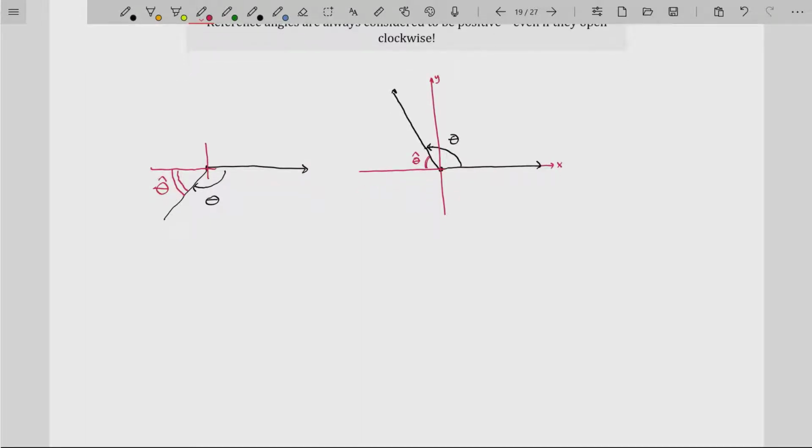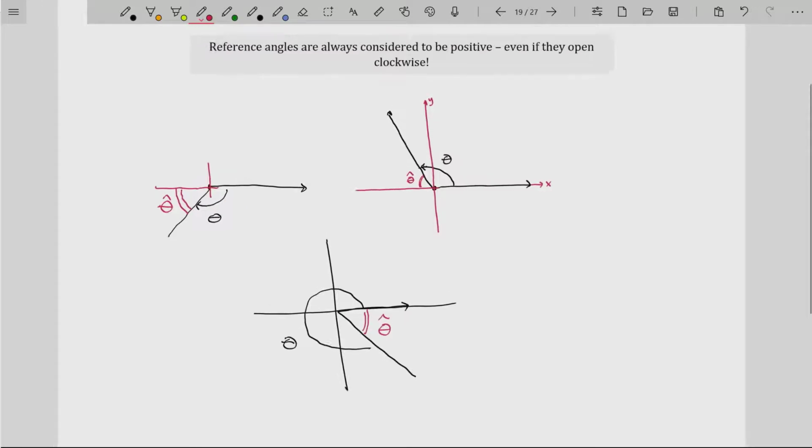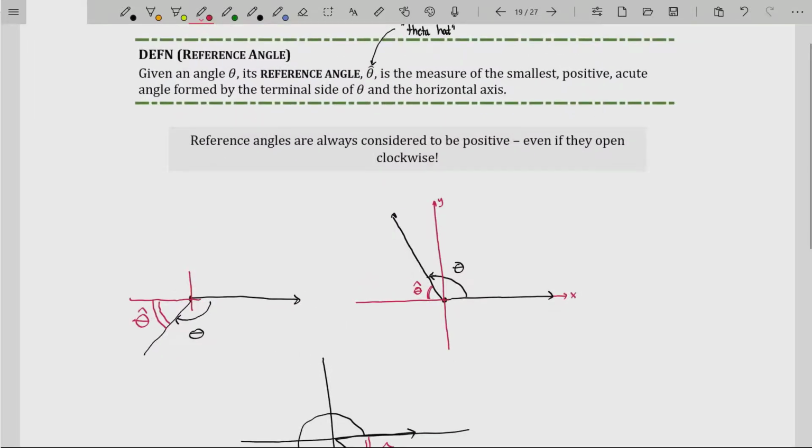Let me show you one where it might be the positive x-axis. So again, you have some angle, let's just say it rotates all the way out to here. That's theta. Again, from that terminal side, the fastest way to get to the x-axis is this angle right here. So that is what we call theta hat. It's not going this way. It's not going to the y-axis. It's only going to the x-axis. I've seen students try to draw reference angles to the y-axis. There's no such thing. So don't ever do that. It doesn't work out.